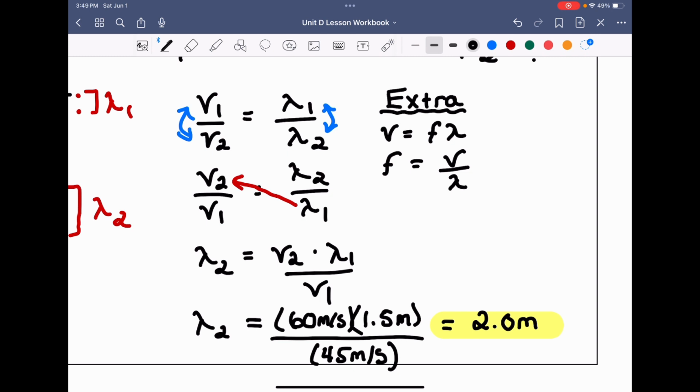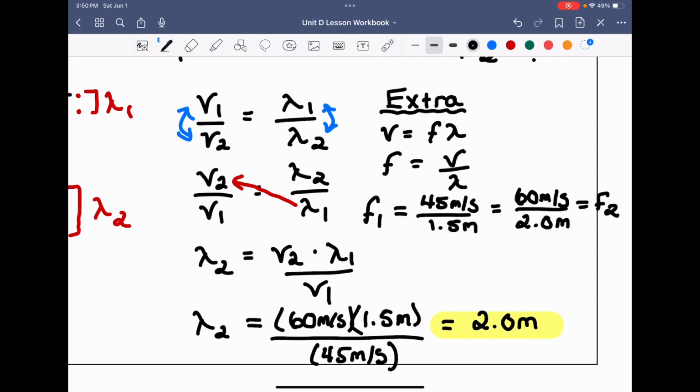And now I just get to choose either one I want. Do I want to deal with the fast region or the slow region? Maybe I'll plug in both to show you that it does actually equal. Frequency 1 is equal to V1, which was 45 meters per second, divided by the 1.5 meters, which represented the wavelength. In the second region, V over lambda was equal to 60 meters per second, divided by the wavelength, which we just solved for, which is 2 meters. This is equal to frequency number 2.